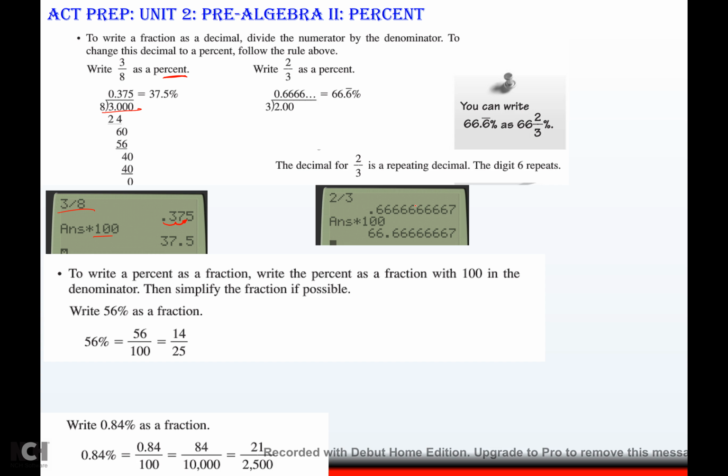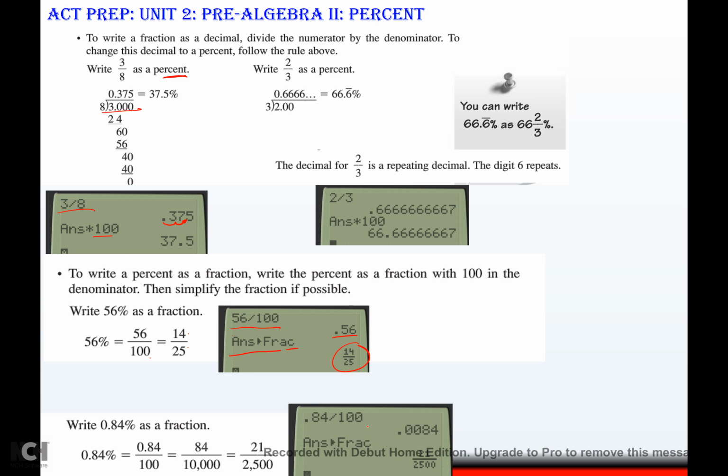Okay, to write a percent as a fraction, you basically divide by 100. So you write the percent as a fraction with 100 in the denominator, then simplify the fraction if possible. So 56% is 56 over 100, which reduces down to 14 over 25. Our calculator will do that for us. You type in 56 divided by 100, it's 0.56, and then enter it, and it'll turn it into a fraction for you. Okay, so if I have 0.84%, I divide that by 100, which gives me 0.0084, which if I enter it, gives me 21 over 2500.